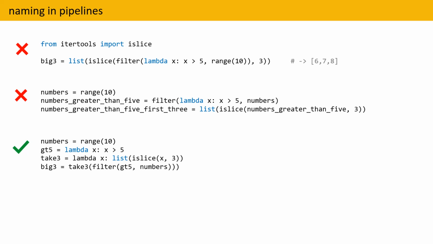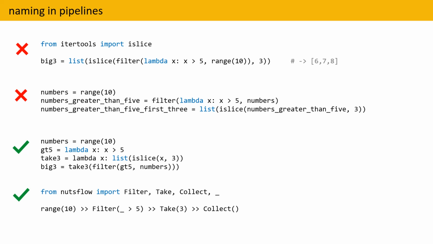Data flow languages such as Spark or NutsFlow avoid this nesting syntax and allow you to write the pipeline as a sequence of steps. Here is the same code using NutsFlow, where the individual steps and the flow of data are clearly visible.